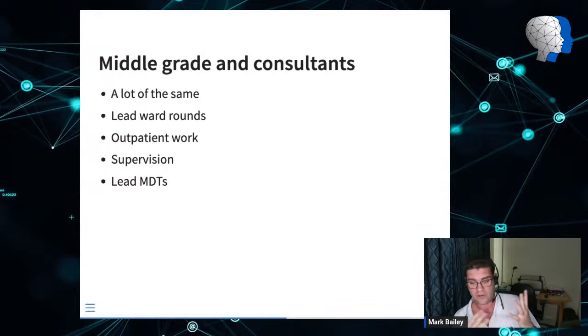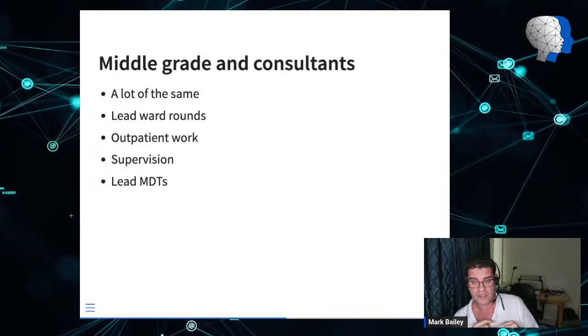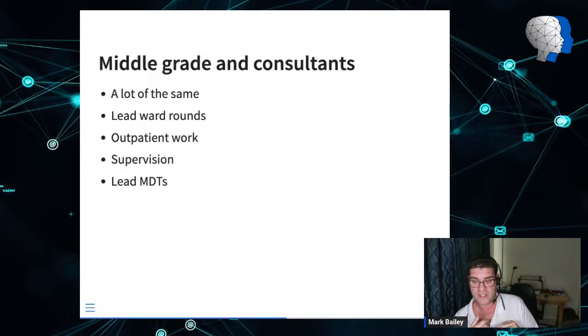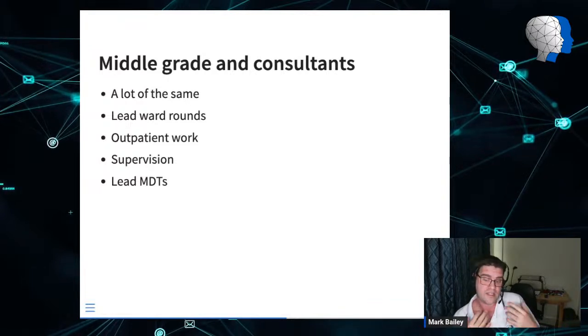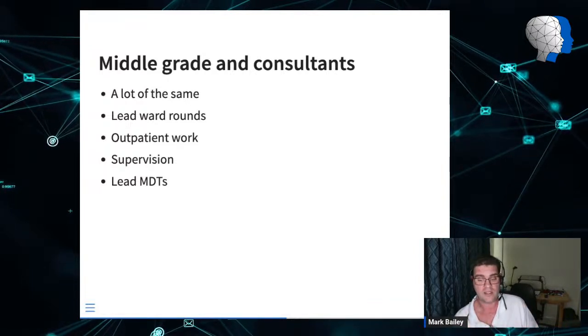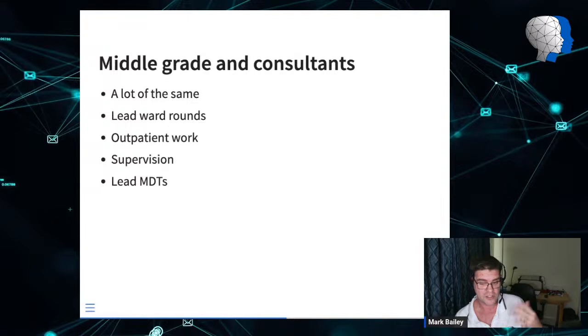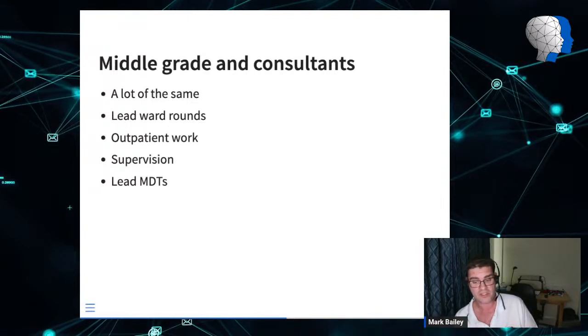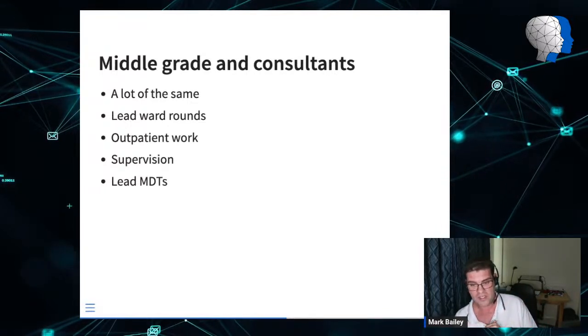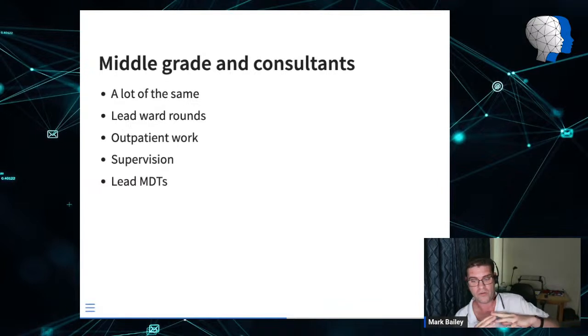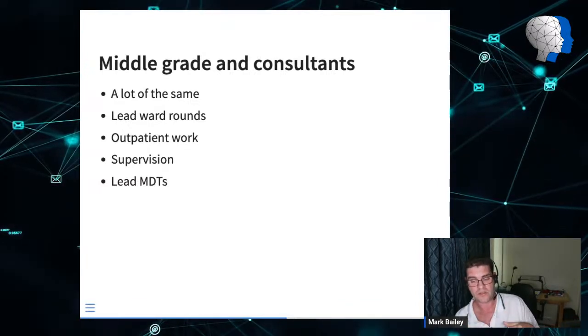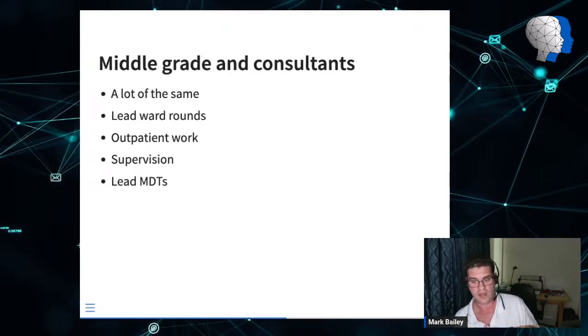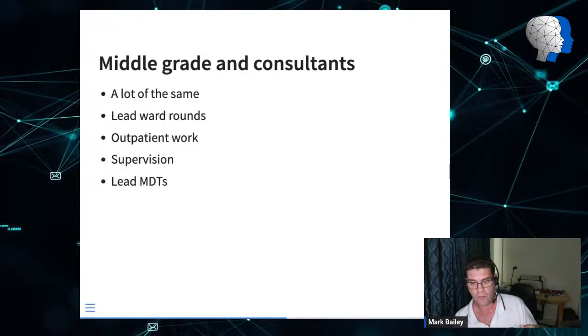You might ask for another referral. You might need to have a certain procedure. So let's say the registrar sees the patient, they think, oh, this patient needs a lumbar puncture. None of the juniors can do the lumbar puncture, so you'll do the lumbar puncture. You need to do quite a lot of the same work, but you're giving more senior, more experienced advice to the juniors, and then you're leading ward rounds or board rounds.